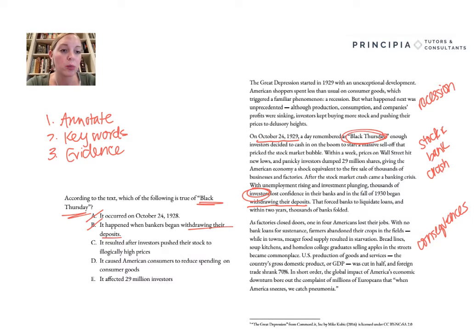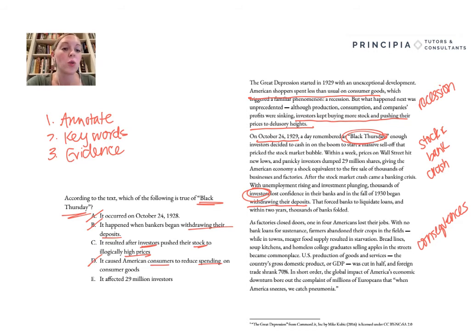C, it resulted after investors pushed their stock to illogically high prices. So I'm going to look for investors, stock, and high prices. And I'm going to look in the first paragraph since that might be where we would mention a cause of Black Thursday. And I do see that investors kept buying more stock and pushing their prices to delusory heights, which seems to actually match up with that piece of evidence. So let's keep that one in the running. D, it caused American consumers to reduce spending on consumer goods. I'm going to look for something about consumers and spending, which I do see in the first paragraph, that American shoppers spent less than usual on consumer goods, but it's not mentioned that Black Thursday caused that. So that one's not quite right.